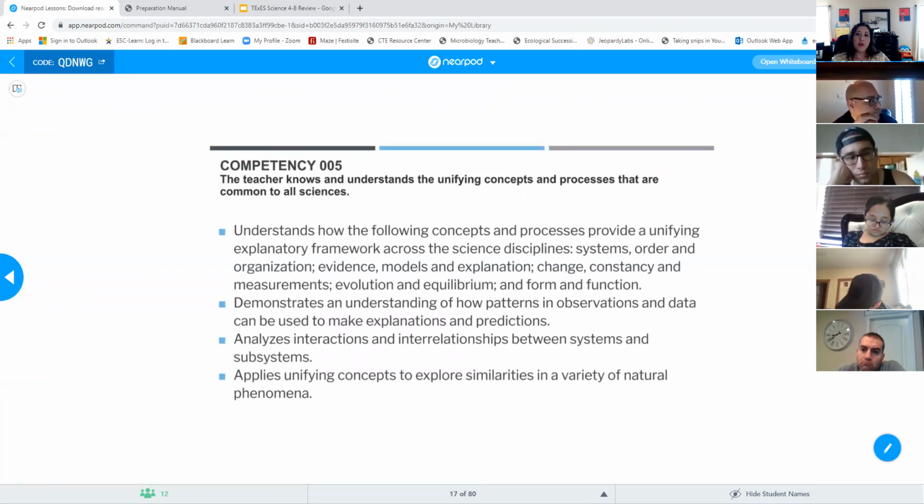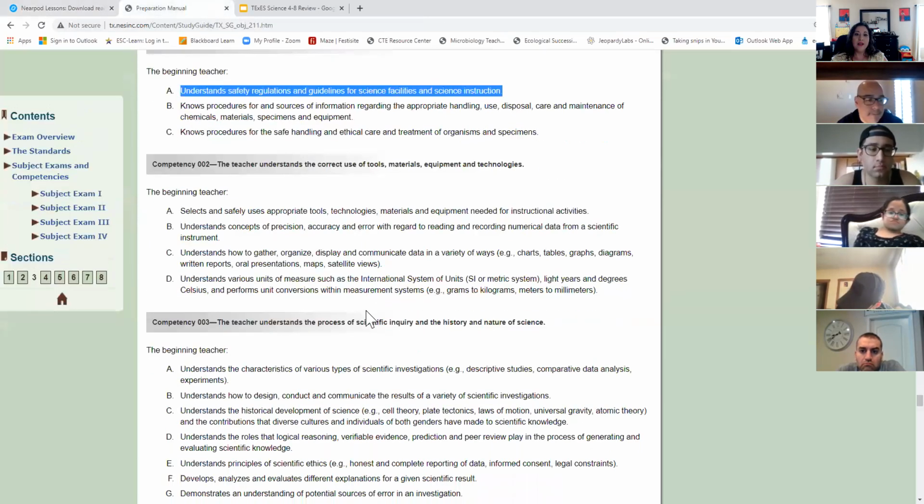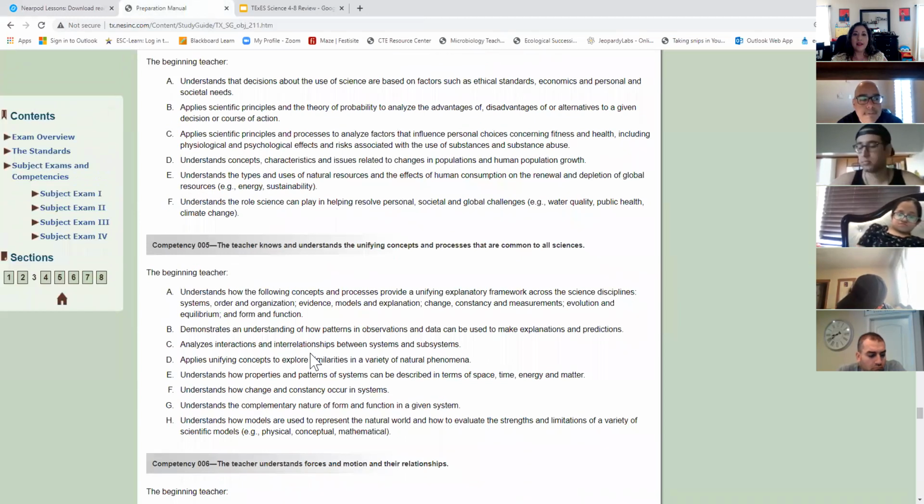Competency 5 has to do with understanding the unifying concepts and processes that are common to all sciences. So again, all I did here was I just listed them all. These are all the descriptors that are found inside of your manual. So again, here in the manual, I just took them and I listed them.